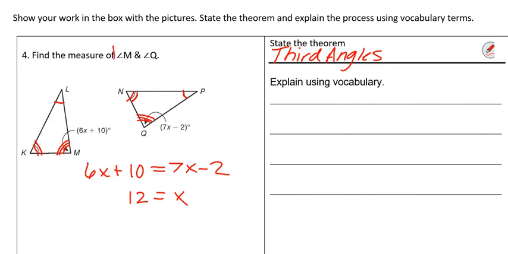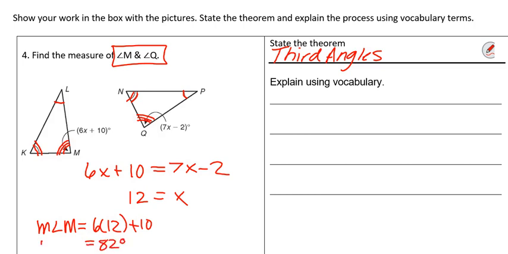And then it's telling me to find the measure of these two angles. So I have to plug that back in. So the measure of angle M is equal to 6 times 12 plus 10. That's 72 plus 10, which is 82 degrees. So that's the measure of angle M. And then we've got the measure of angle Q, and it should be the same, is going to be 7 times 12 minus 2. That's 84 minus 2, which is also 82. So the measure of angle Q was also equal to 82 degrees.